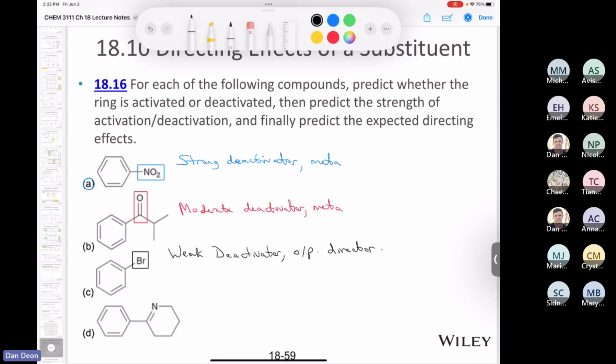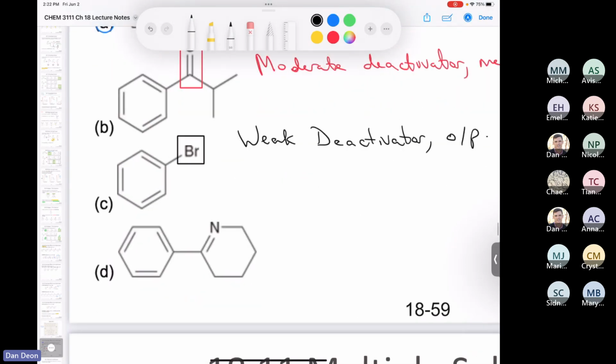And then the last one's a little bit tricky, isn't it? Because that wasn't in the table that we looked at. But if we think about it, you've got this carbon with a double bond to nitrogen here, and so you do have a dipole going this way. So it's kind of like as if you had a carbonyl in a way, right? So it's going to be pulling electron density away. So this would be considered a moderate deactivator as well.